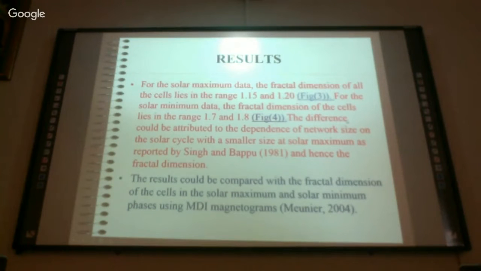The difference could be attributed to the dependence of the network size on the solar cycle, with a smaller size at solar maximum, as indicated by Singh and Bappu's 1981 paper. I have compared the results of the fractal dimension of the cells in the solar minimum and maximum phases using MDI magnetograms, which was carried out by Mayukh in 2004. It matches very well. My results are in full agreement with Mayukh's work.